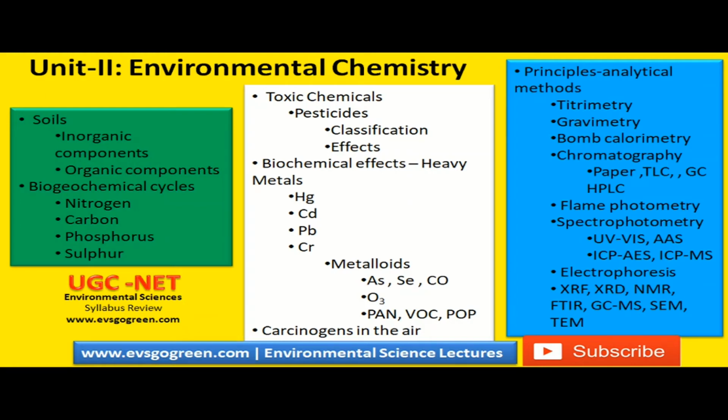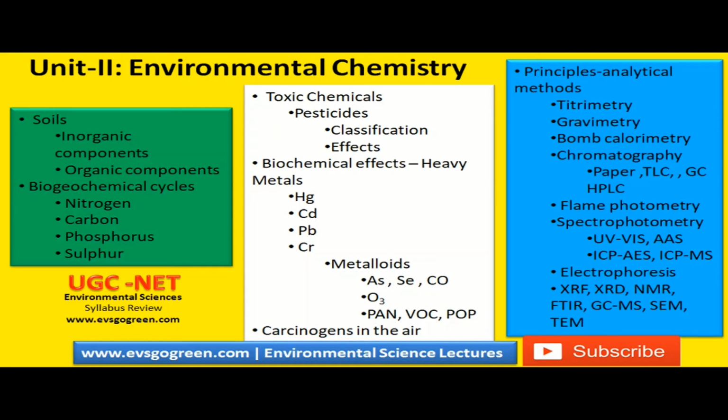Okay, so the next set of topics that you will have to learn is the environmental chemistry of toxic chemicals, mainly pesticides. In order to understand pesticides, you need to have them classified. So classification of pesticides and the effects of the pesticides in the environment, in the living bodies, etc. Then you need to learn about the biochemical effects of heavy metals. So what are they? Mercury, cadmium, lead, and chromium.